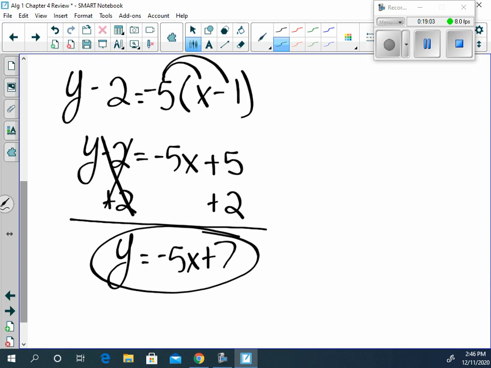Questions on this here? Are we good with this here? So it's very similar to what we just did on the previous ones, except that we had to find the slope from the line that was given. So if two lines are parallel, they have the exact same slope.